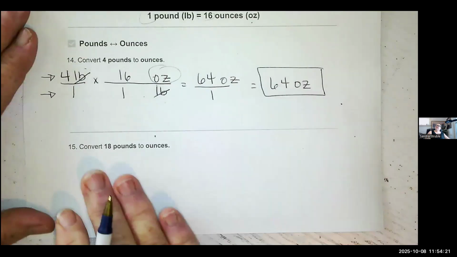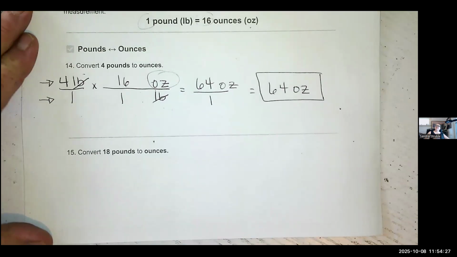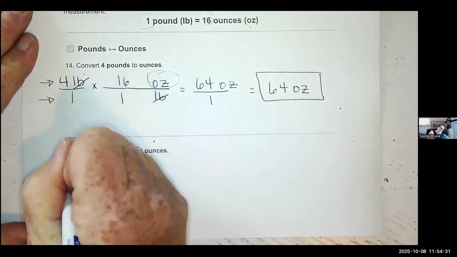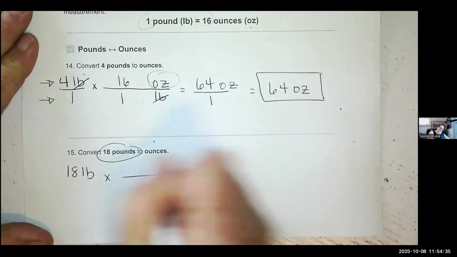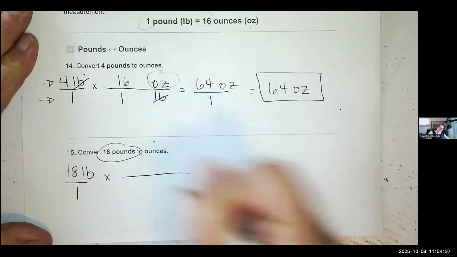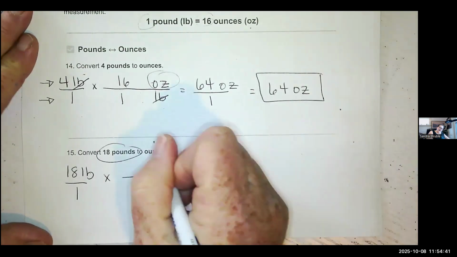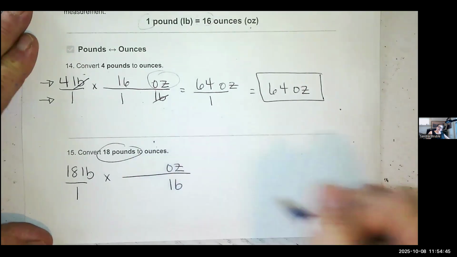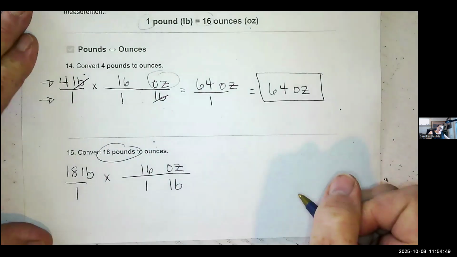Okay. Convert 18 pounds to ounces. If you did not pause your video for the last one, please pause your video for this one. Attempt this yourself and then come back to see how you did. Start with what you're given, 18 pounds. We're converting from, remember this is over 1, pounds up top, so I need pounds down low. I'm heading to ounces, so OZ up top. Once I get my units placed, I can plug in my numbers. There's 16 ounces in 1 pound.